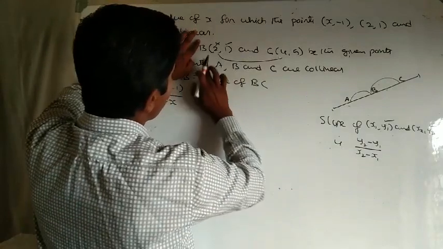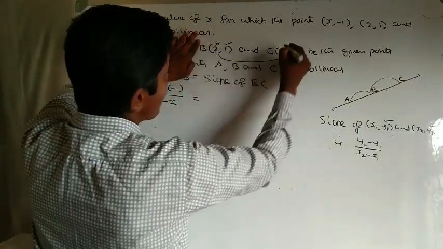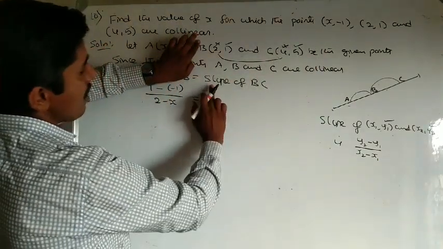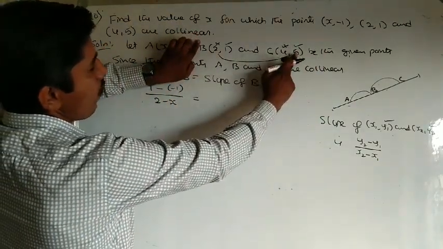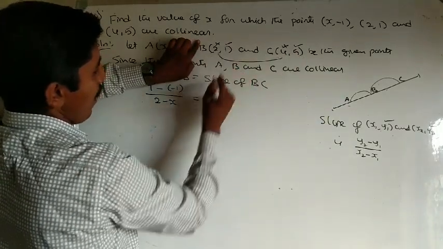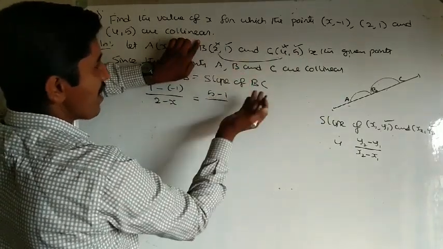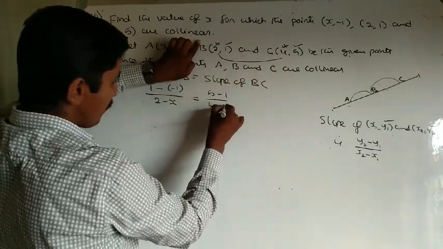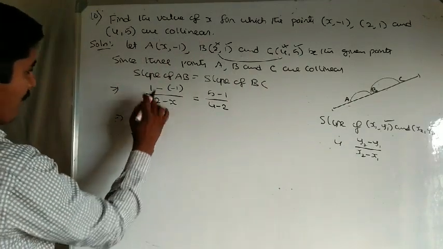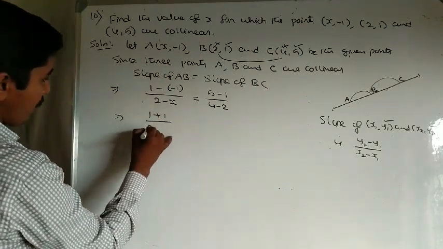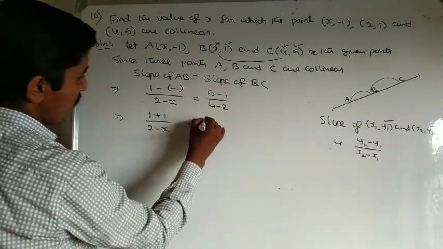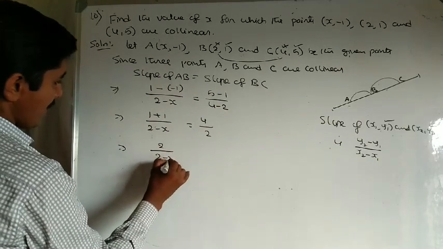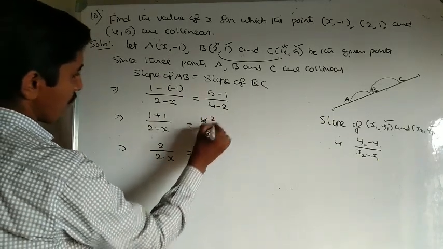Slope of BC. In B, x coordinate is 2, y coordinate is 1. In C, x coordinate is 4, y coordinate is 5. The slope of BC equals the difference of the y coordinates, 5 minus 1, divided by the difference of the x coordinates, 4 minus 2. So 1 minus into minus, plus 1, divided by 2 minus x. 5 minus 1 is 4, divided by 4 minus 2, 2. 1 plus 1, 2, divided by 2 minus x. 2 ones are 2, 2 twos are 2.